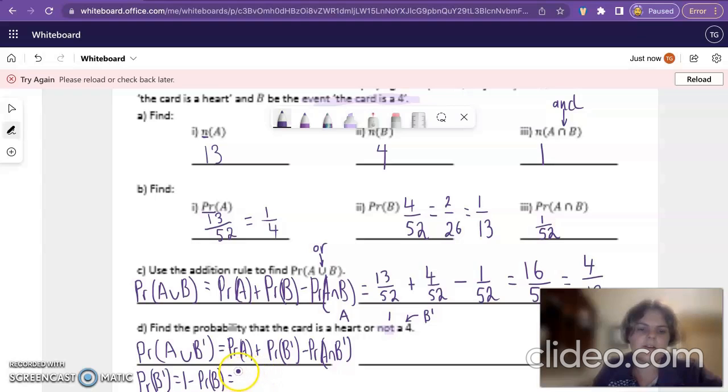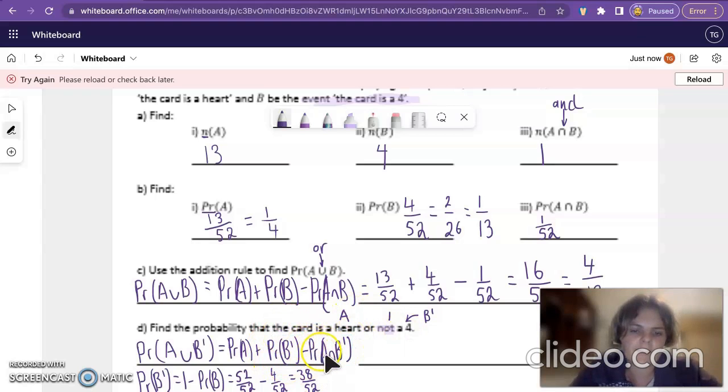And we found that I'm going to write 1 as 52 over 52 just to make the ease of my addition. And probability of B was 4 out of 52. And I'm keeping it on that common denominator of 52 just to make the adding easier later. So 52 minus 4, 48 over 52. So that's the probability of B complement sorted.